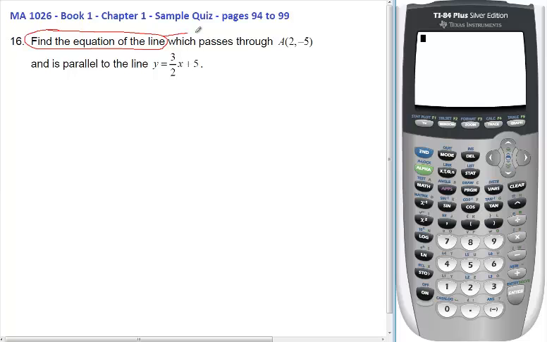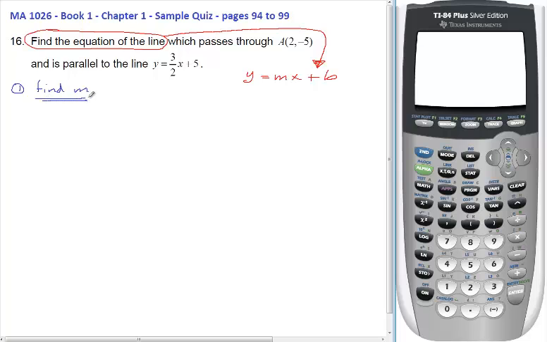Now remember, the equation of a line, our final answer, is going to be in the form y equals mx plus b. So we follow the same three-step process. Step 1, find m. Step 2, find b. Step 3, write the equation. So first thing I'm going to do is step 1, and that's find the slope m.